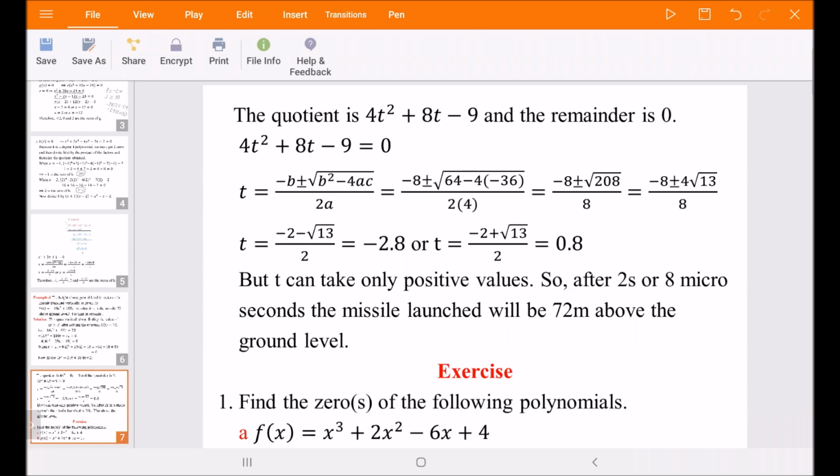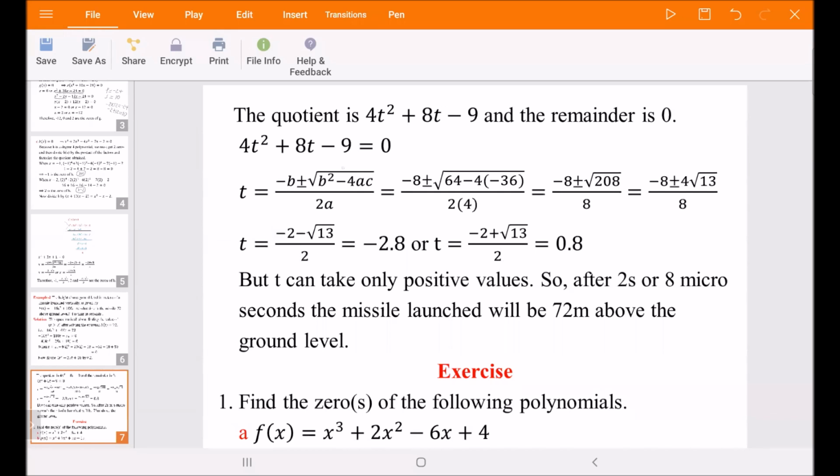Remember, t cannot take negative values because t is time in seconds. So minus 8 plus or minus the square root of 208, and 208 is 16 times 13. 16 is a perfect square. The square root of 16 is 4. So the square root of 208 is 4 times the square root of 13. Now 8, 4, and 8 can all be divided by 4. So we are left with minus 2 plus or minus root 13 over 2.